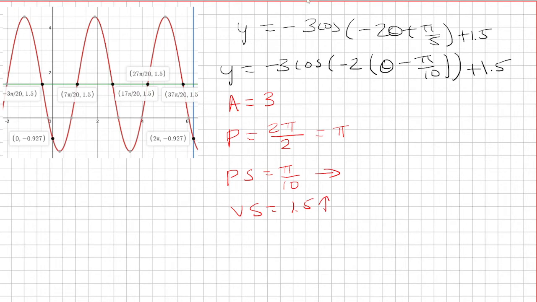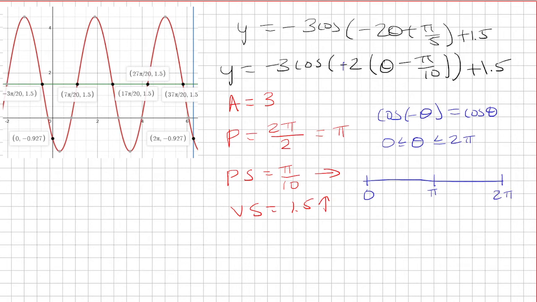Now I should make a comment here that cosine of negative theta is the same thing as cosine of theta. So what that means is this negative is the same thing as if it was positive, so you can basically ignore that negative. Okay, now we want to graph this from 0 to 2 pi. Normally, you would go from 0 to pi because that's the period, but because we want to go to 2 pi, we have to extend it.